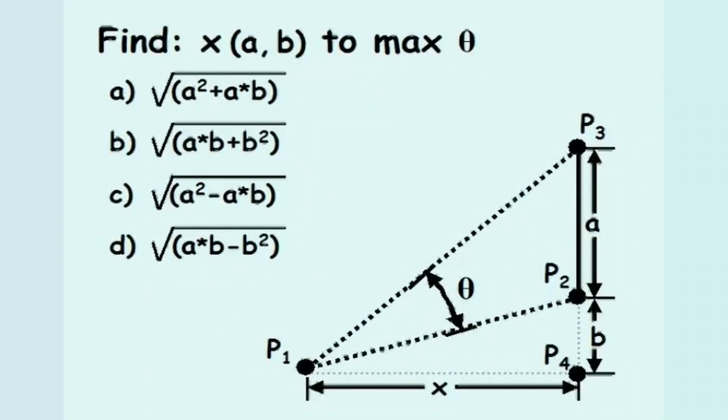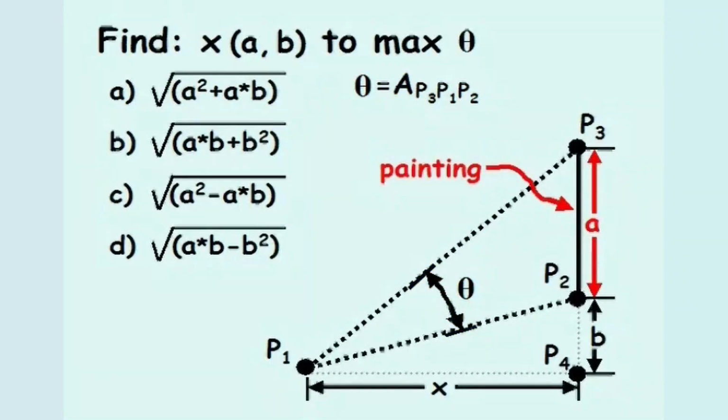Find the equation for x as a function of a and b, which will maximize angle theta. In this problem, points P1, P2, and P3 make up a triangle, where angle theta is the same as angle P3, P1, P2.